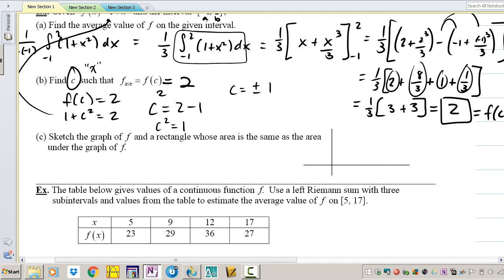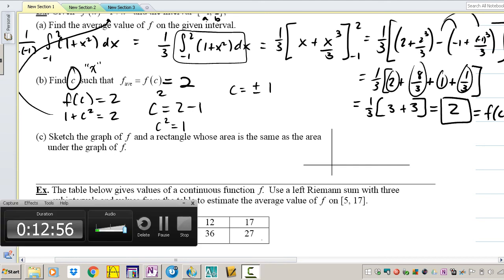And we're going to skip part C since I don't have a graphing calculator on me right now. But this will conclude the first part of the video on the mean value theorem for integrals. See you guys in the next video.